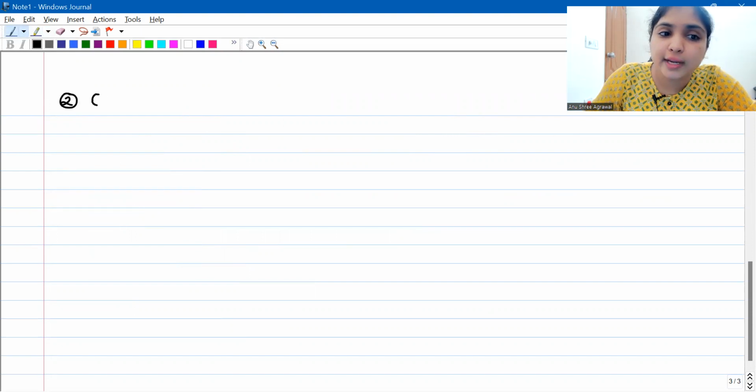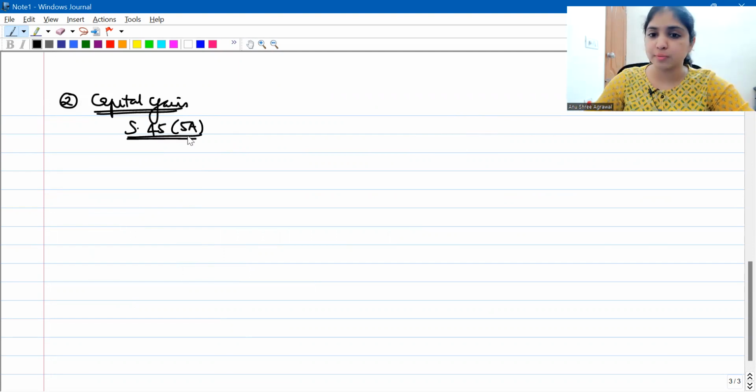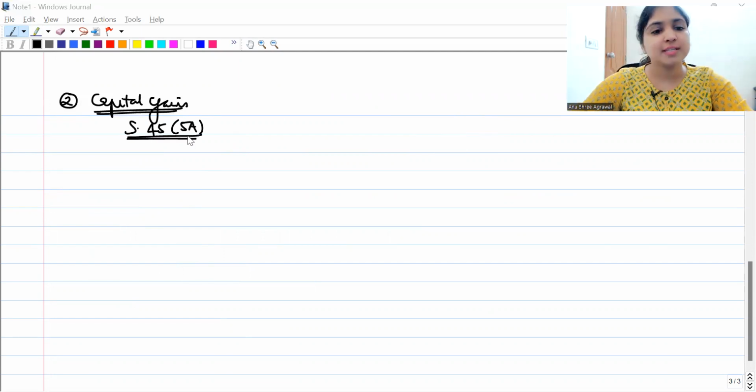So we will come to the capital gains calculation now. Whenever there is a joint development agreement or a specified agreement, for computation of capital gains, a special section, Section 45(5A), should come to your mind. Section 45, subsection 5A should come to your mind. This is applicable to joint development agreements or specified agreements.